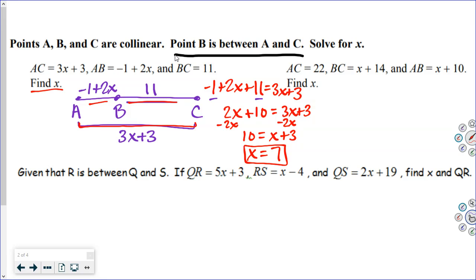For the next one, it's the same concept. So again, I'm going to start with a picture. I'm actually going to put it up above this time just so I don't run out of room with my algebra. Again, that B doesn't have to be directly in the middle. It just has to be somewhere between A and C.